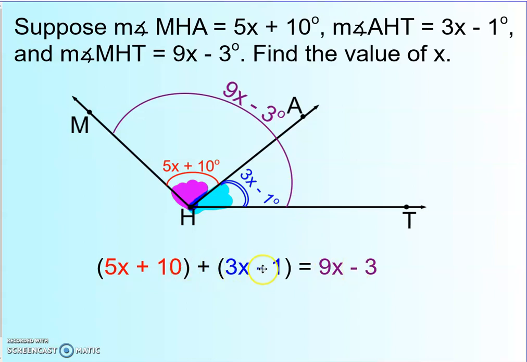And so if we set that equation up, we can solve it by getting your like terms together on the left side, keeping the right side the same, moving your x's, moving your constants, and we get x is 12. So that's a little review of the angle addition and the segment addition postulate.